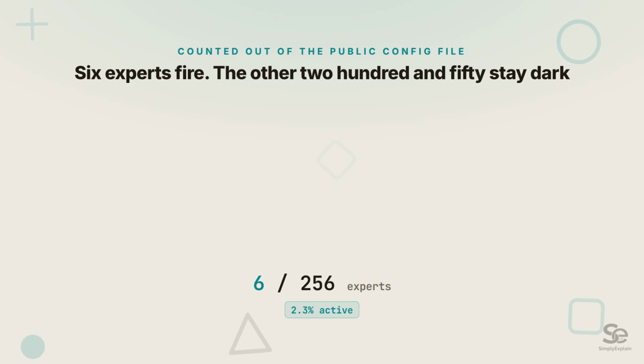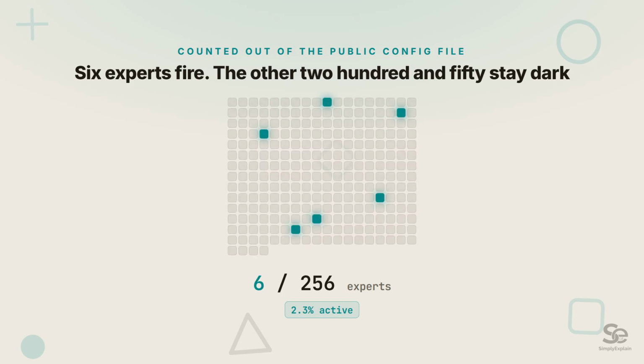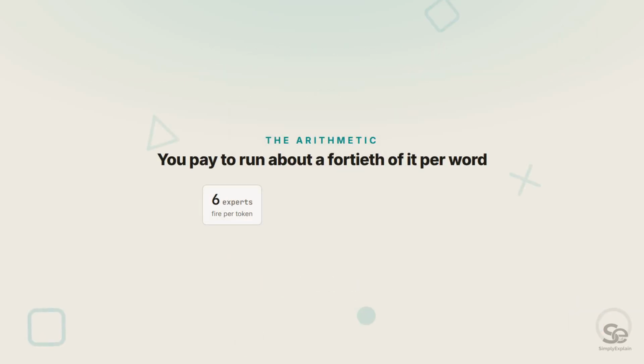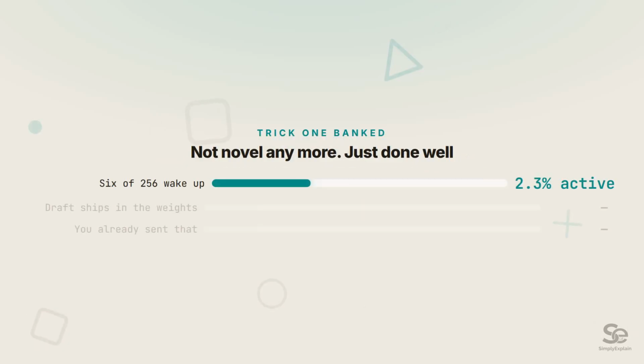Its config file is public, so you can count it yourself. 256 routed experts, and 6 of them fire for any given token. 6 of 256 is 2.3%. You pay to run about a 40th of the model per word. That is why the price starts with a 0. That is trick 1. It is not novel anymore. It is just done well here.